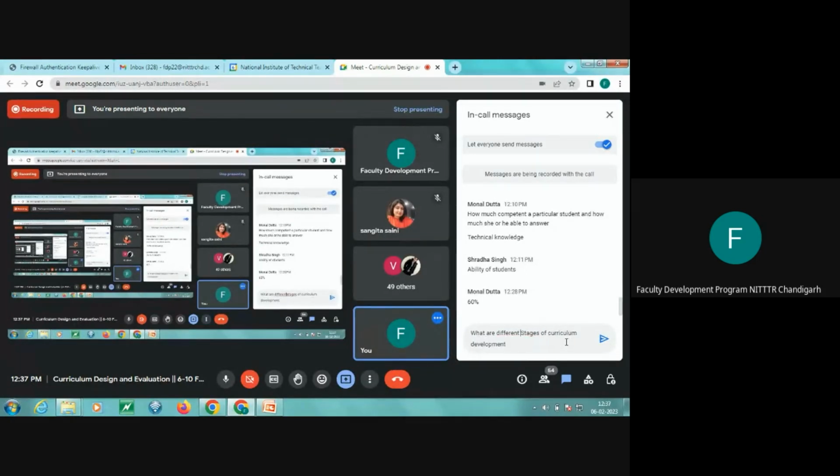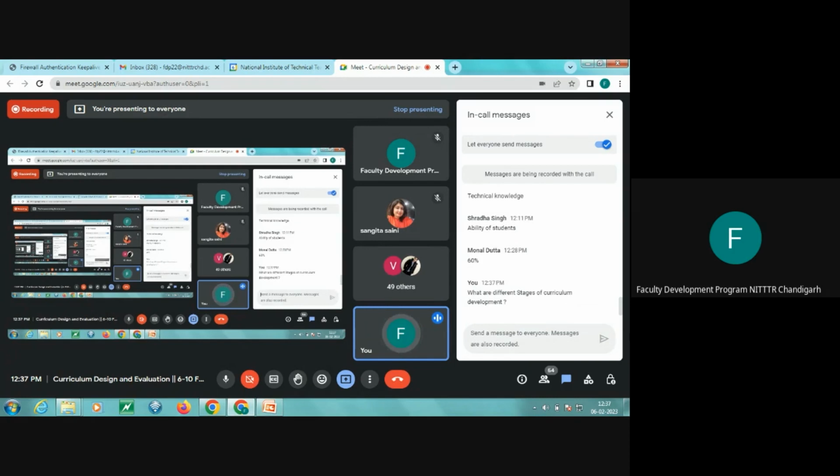What are different stages of curriculum development? So this question I have written down. What are different stages of curriculum development? So go to the message box. All my friends, you have to complete this one. Just write down the names of these stages.